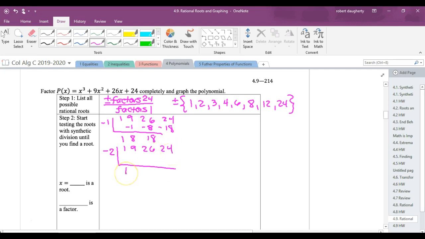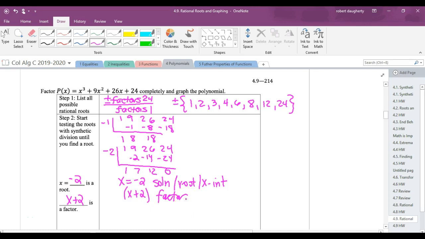If I bring down the 1, that's negative 2 and 7, negative 14 and 12, that's negative 24. Ding, ding, ding. What does that tell me? x equals negative 2 is a root. What is the factor? x plus 2. Once you've done all that work, make sure that you get that work correctly. x equals negative 2 is the solution or root or x-intercept. Those all mean the same thing. x plus 2 is the factor.